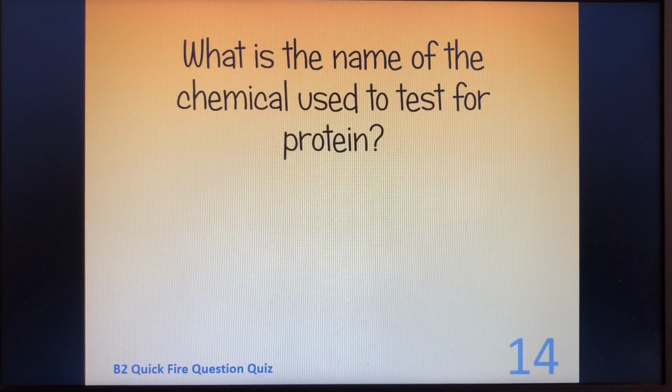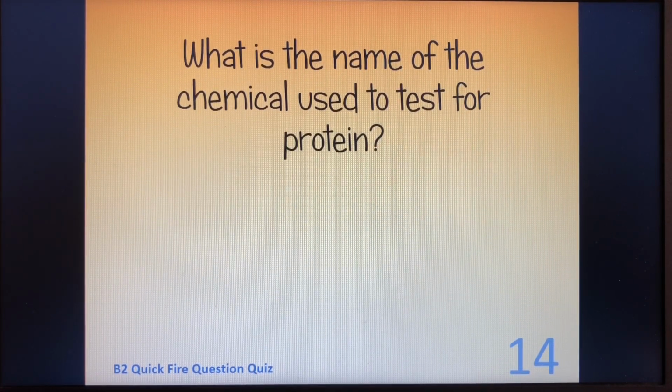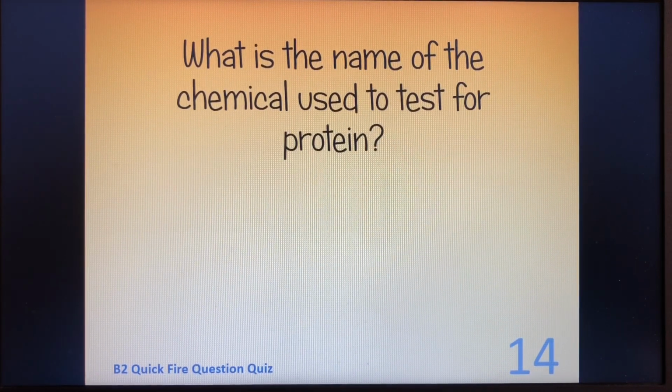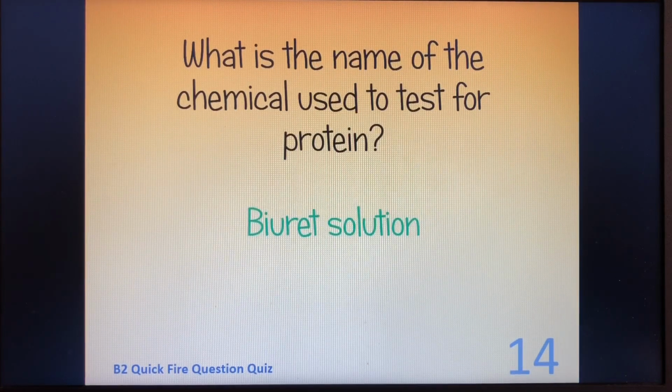It's the really, really tricky one. It starts off blue, goes purple for protein. What's the name of that chemical? Sounds a bit like a piece of equipment that we use in chemistry. Okay, and the answer is biuret solution, or biuret reagent, so biuret. Tricky one to remember, try and lock that one into your brain.